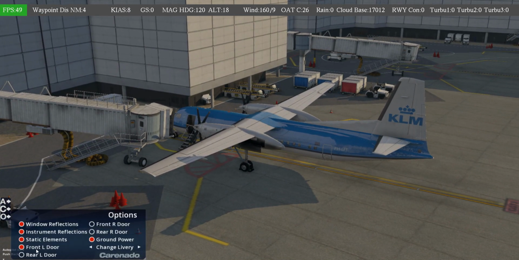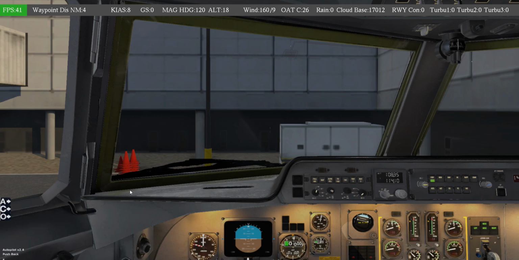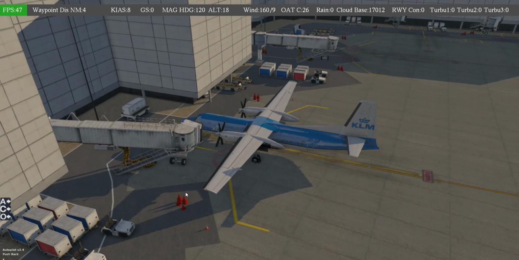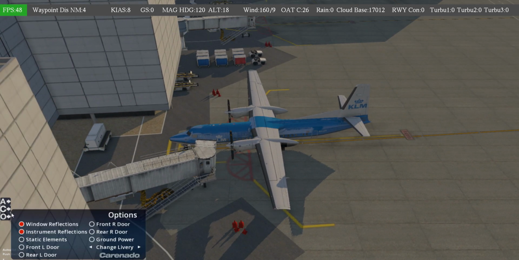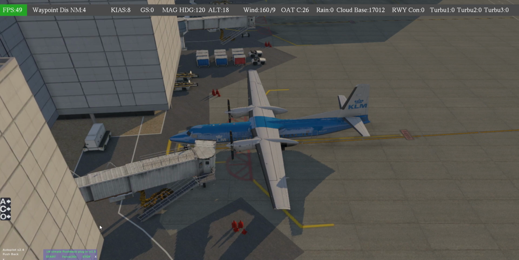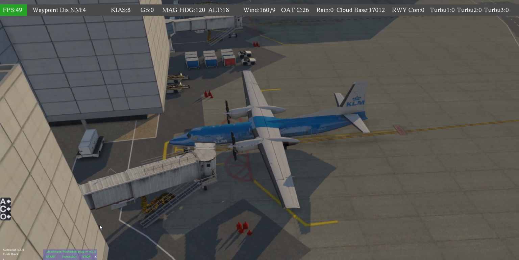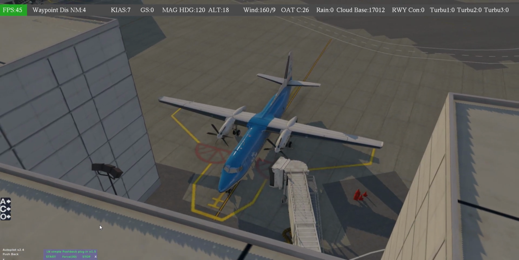Okay, let's close the left door and remove the ground power units and make a quick pushback. And we are going to push back with my handy little pushback plugin here. So I'm just going to set it here, and then we are going to start the main push of our small Fokker 50.